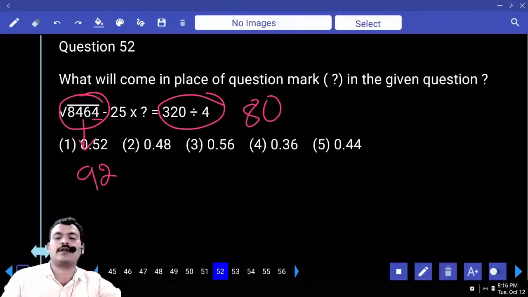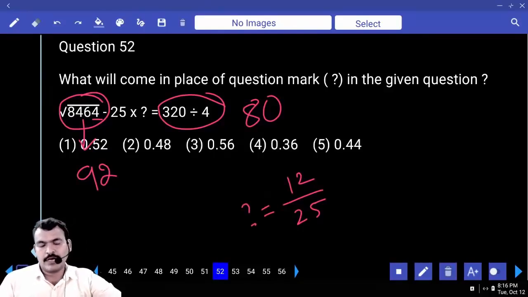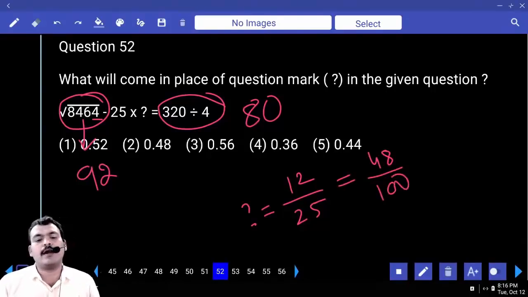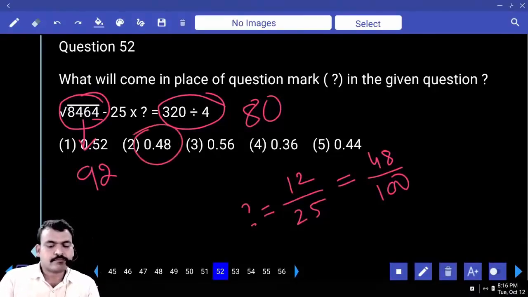What is the difference between 92 and 80? The difference between 92 and 80 is 12. Then I write 12 by 25, it is equal to something, or not? Okay. What is the denominator? 25. It is multiplied by 4 times, means the numerator is also multiplied by 4 times. 12 fours are how much? 48. 25 fours are 100, or not? 48 by 100 means we are getting how much value? 0.48. Which option? Second one.